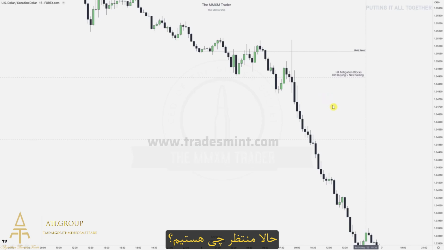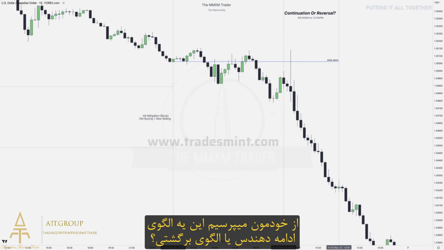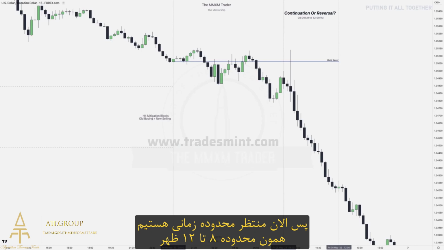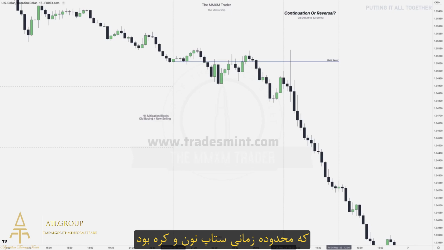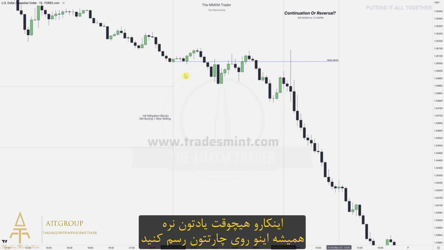Now, what do we wait for? We either ask ourselves, is this more likely to be a continuation or a reversal? So what do we wait for? We wait for our time window, that 8 a.m. to 12 p.m. time window, that bread and butter window. Draw out your New York midnight opening price as always. Never forget this. Always draw this out on your chart.